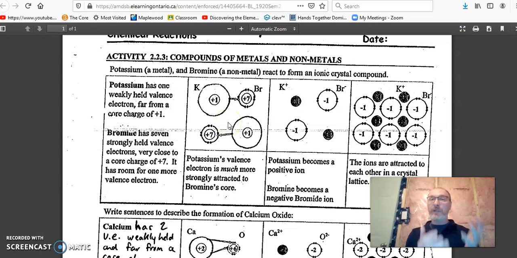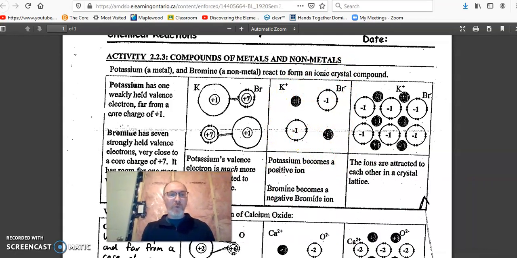How do we know that's true? Again, bromine, because it's a smaller atom, has a greater core charge. It's more electronegative. It's going to pull quite strongly on this electron here that potassium has. So bromine steals the electrons. Potassium ends up becoming a positive 1 cation because it has 1 less electron, 1 less negative charge. Bromine ends up being a negative 1 anion because it stole that 1 electron from potassium. It has 1 extra electron. And so again, we see that in the description here, but also in the diagram.